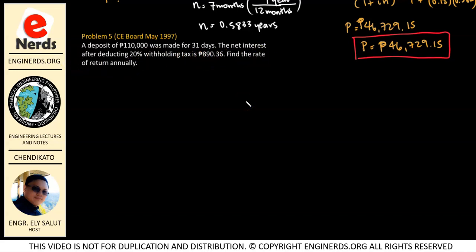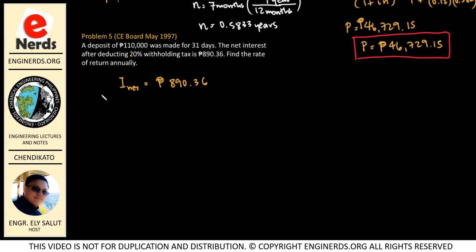Okay, so first, we need to understand kung anong ibig sabihin itong net interest dito, no? Okay, let us say our net interest is I net. The net interest after deducting 20% withholding tax. Okay, so binigay kasi yung value ng net interest. The net interest after deducting 20% withholding tax is 890.36. So that means our interest net is equal to 890.36 pesos, di ba?